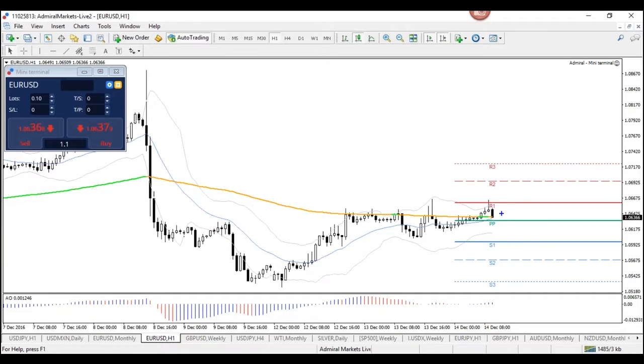However, as it gets to R2, depending on the news event, it could do this or it could do this. Really, to be honest. Let's see.